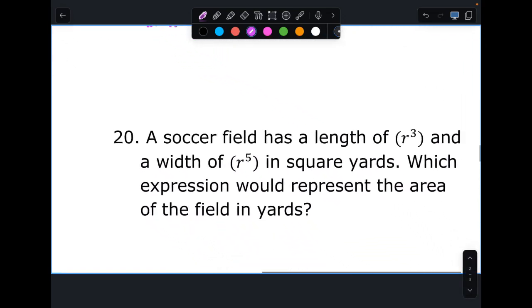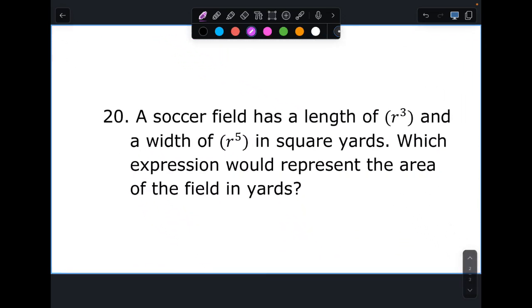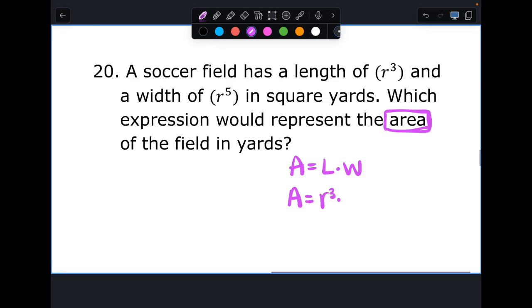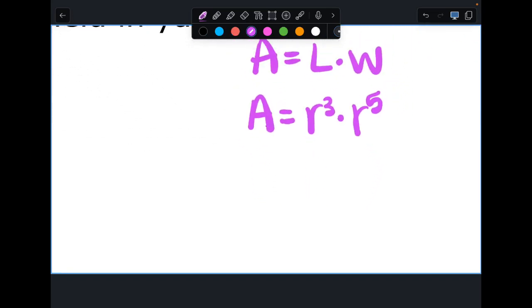Last one. Soccer field has a length and width. Which expression would represent the area? How do you find area of anything? Okay, so what is the length of the soccer field? And what is the width? So what rule do we apply to this? Power. Not the power rule. We apply the product rule. And the product rule tells us to do what with those exponents? Add them. So 3 plus 5 is 8. R to the power of 8. The area is R to the 8th.